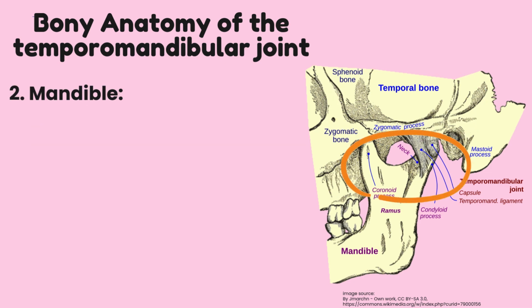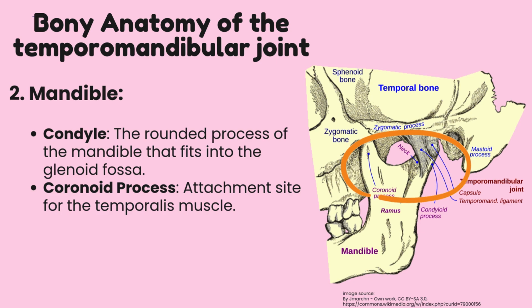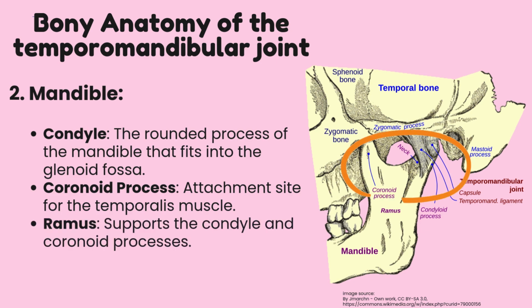The mandible also has three features involved in this joint. Condyle is the rounded process of the mandible that fits into the glenoid fossa. Coronoid process is the attachment site for the temporalis muscle. Ramus of the mandible supports the condyle and coronoid processes.